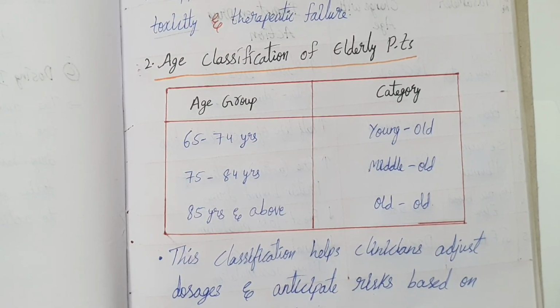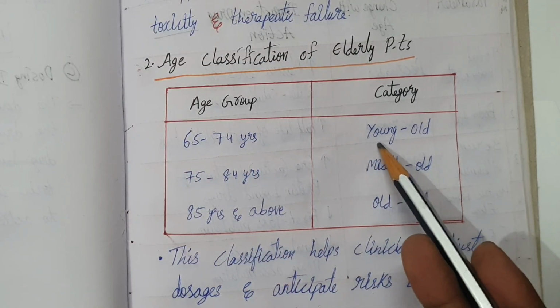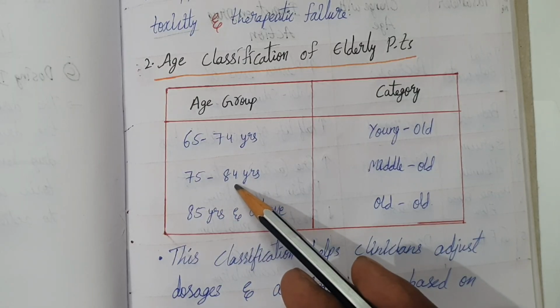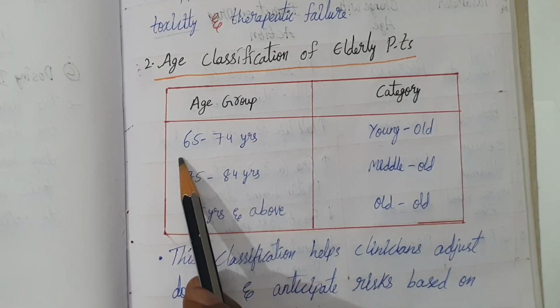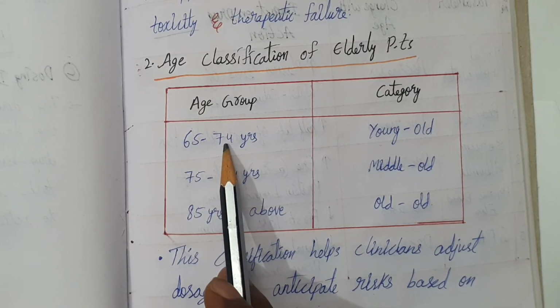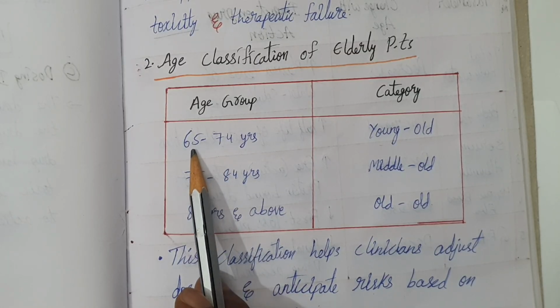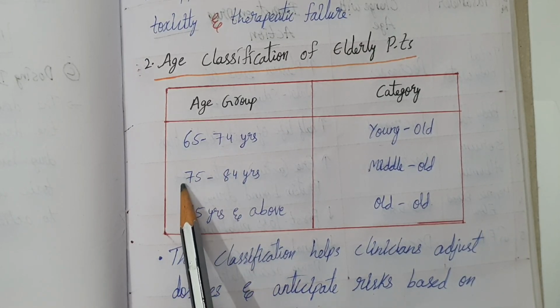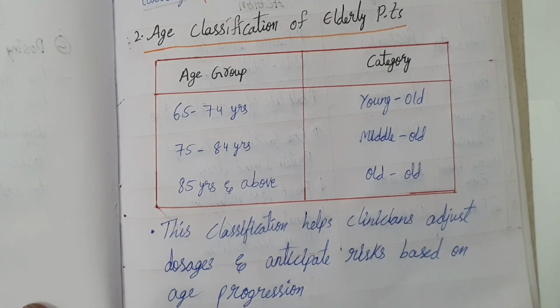There is a simple way to classify elderly patients based on age. So 65 to 74 years is young old, 75 to 84 is middle old, then 85 years and above is old. You can remember this by adding 9 or 10. Okay, 65 to 75, actually 75, but we cannot include 75 as we are taking 75 in the next group, so we have to take 74. So 65 to 74, 75 to 84, then 85 and above old. So this helps doctors to estimate how vulnerable a patient might be to drug effects.